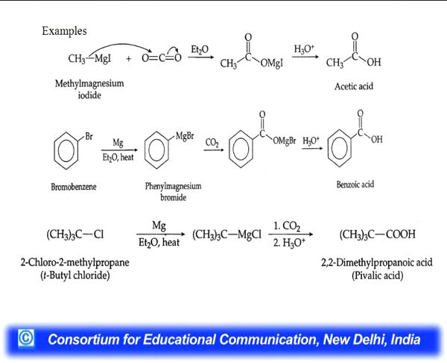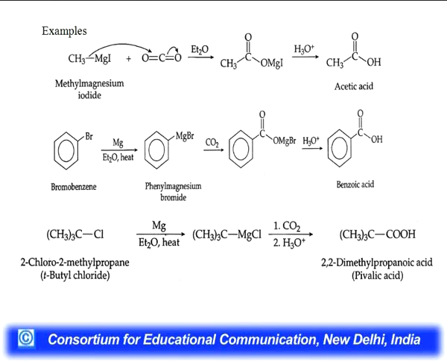Here are the examples of how the Grignard reagent first gives you the addition product and then hydrolysis will give you the acid. First example is methyl magnesium iodide with carbon dioxide, and after the addition product is formed, on hydrolysis it will give you acetic acid. Another example is bromobenzene, which will give you benzoic acid. The intermediate addition product by Grignard reagent is phenyl magnesium bromide.